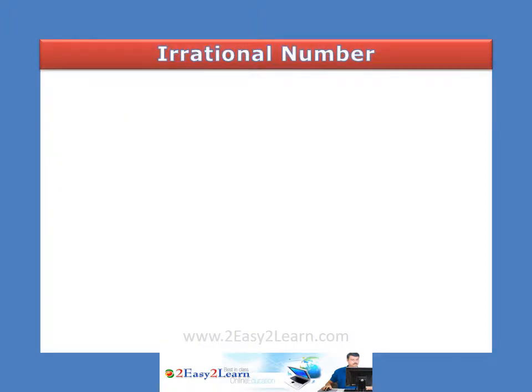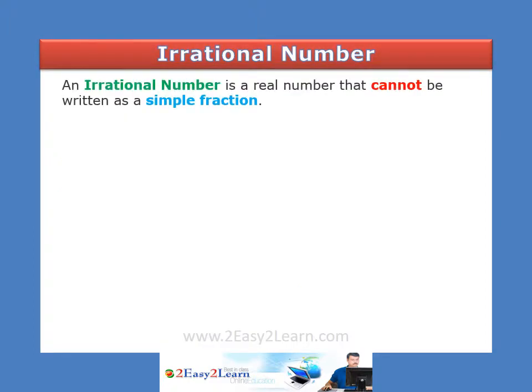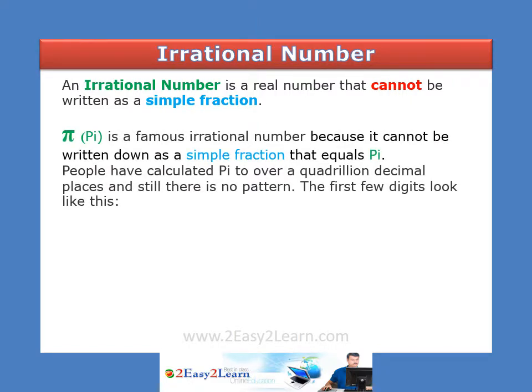Irrational number. An irrational number is a real number that cannot be written as a simple fraction. Pi is a famous irrational number because it cannot be written down as a simple fraction that equals pi. People have calculated pi to over a quadrillion decimal places and still there is no pattern. The first few digits look like this.